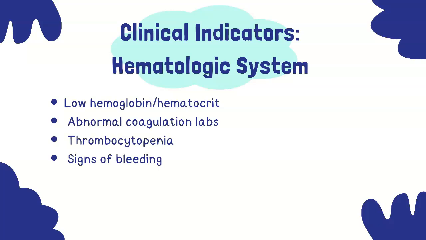All right, so let's go on to the next system, which is the hematologic. So that's like the blood. So in the hematologic system, clinical indicators help identify disorders related to the blood's ability to carry oxygen, the clotting mechanisms, and defend against infection. So, when a patient has a low hemoglobin or a low hematocrit, it could suggest anemia and can result in symptoms such as fatigue, shortness of breath, or pallor.